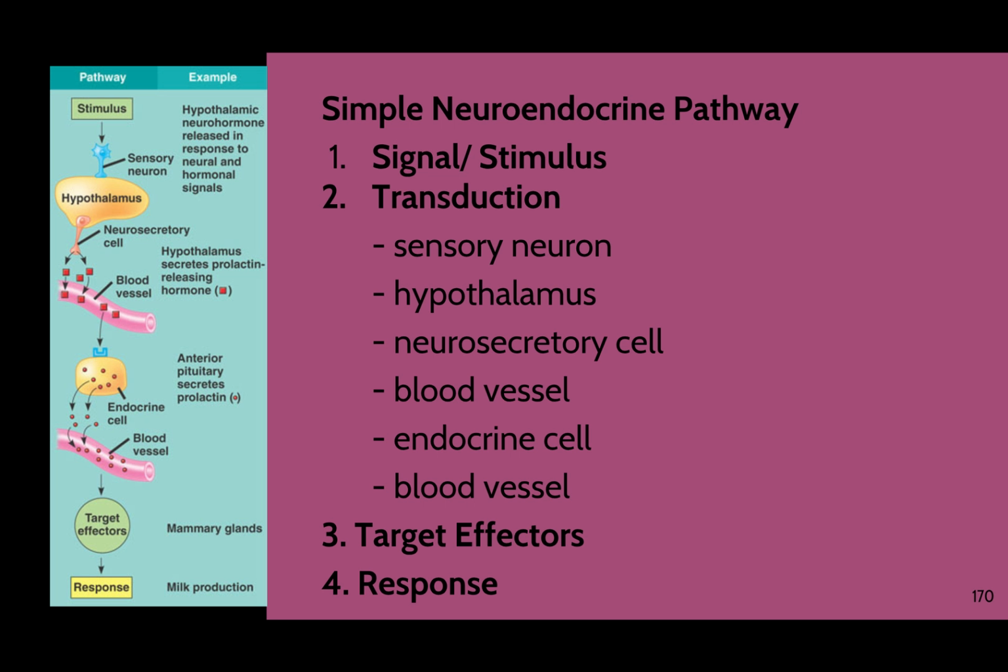Finally, we have simple neuroendocrine pathways. So these are going to be even further complicating that transduction pathway. In this case, we have a sensory neuron that receives the stimulus or receives the signal. The hypothalamus is then going to induce a response via a neurosecretory cell. The blood vessels are going to receive that signal, transduce that signal throughout the body. It's going to be received by an endocrine cell, and then that endocrine cell is going to release a different hormone into the blood vessels to be then received by the target effectors and produce a response.